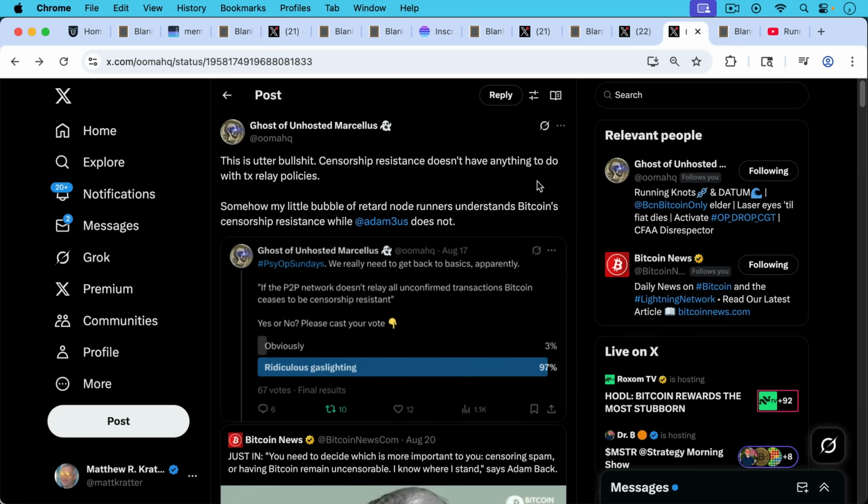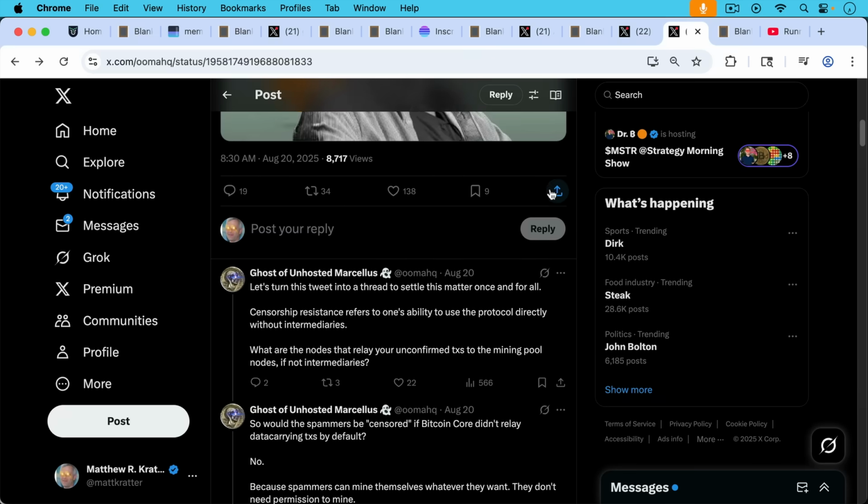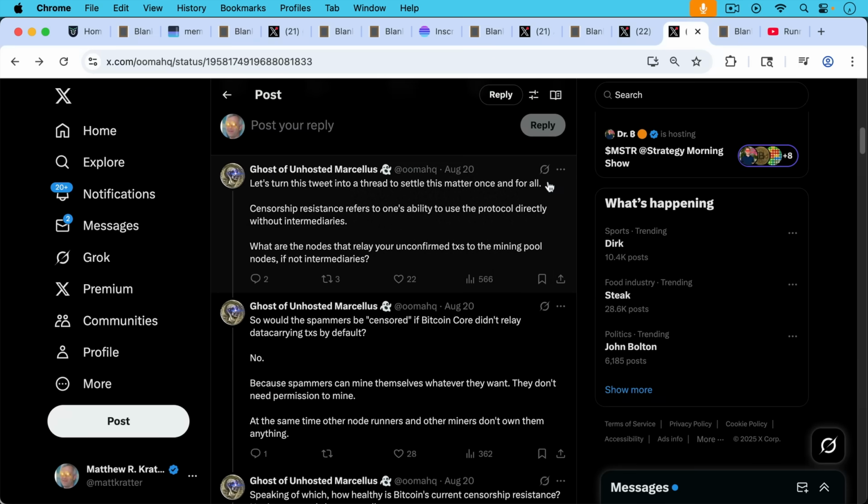As Ghost of Unhosted Marcella says here, this is utter BS. Censorship resistance doesn't have anything to do with transaction relay policies. In other words, what the nodes are doing with their mempools. Somehow my little bubble of retard node runners understands Bitcoin censorship resistance, while Adam Back does not. And then Unhosted goes on to make a pretty good thread here I wanted to just look at briefly. Let's turn this tweet into a thread to settle this matter once and for all.